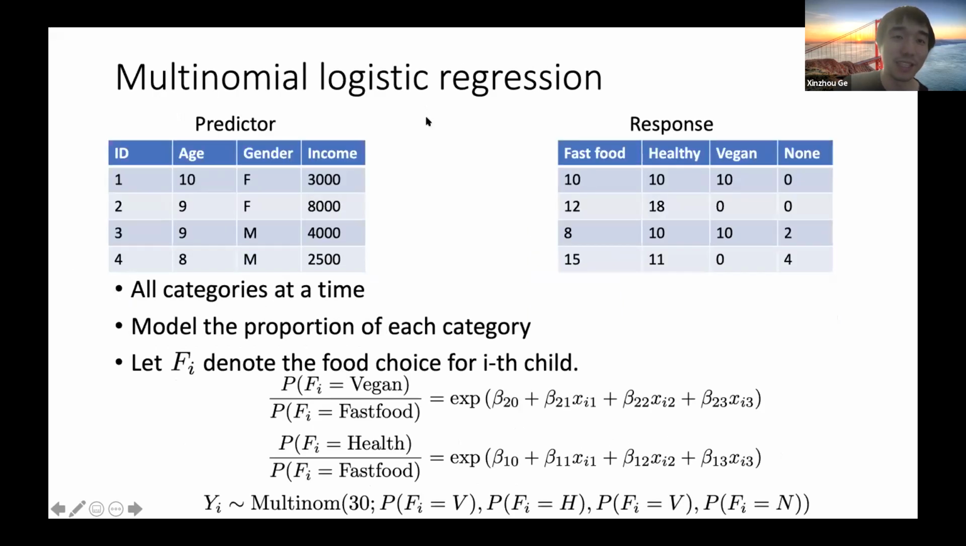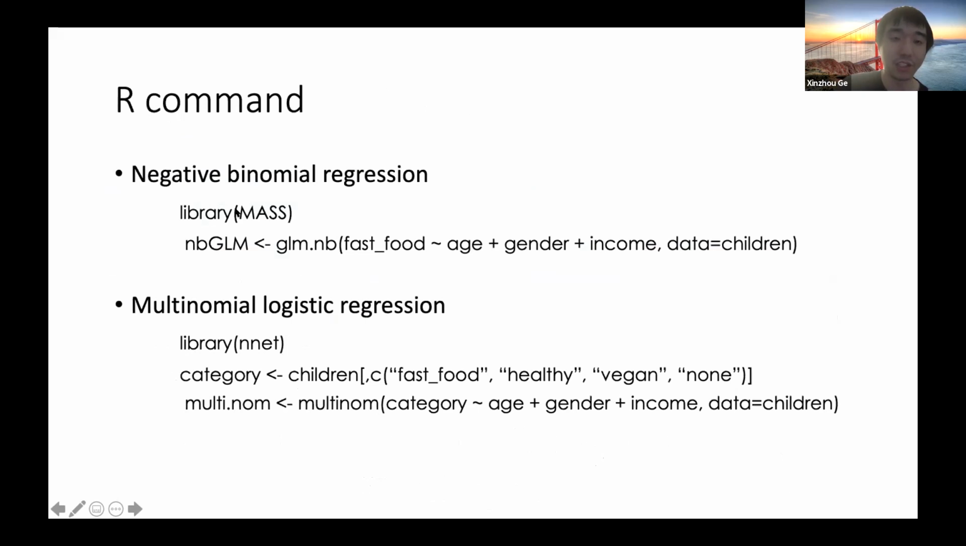And if you want to implement these 2 kinds of regression models in R, here are the packages and functions for these 2 regression models. For the negative binomial regression, we use the package MASS, and we use a function called glm.nb. And we can see the formula for this function is very similar to the lm function or glm function in R. And for the multinomial logistic regression, we use a package called nnet, and the formula is also very similar to the previous one. The only difference is that the category or the response can have multiple columns. So these are the 2 models. And do we have any questions?